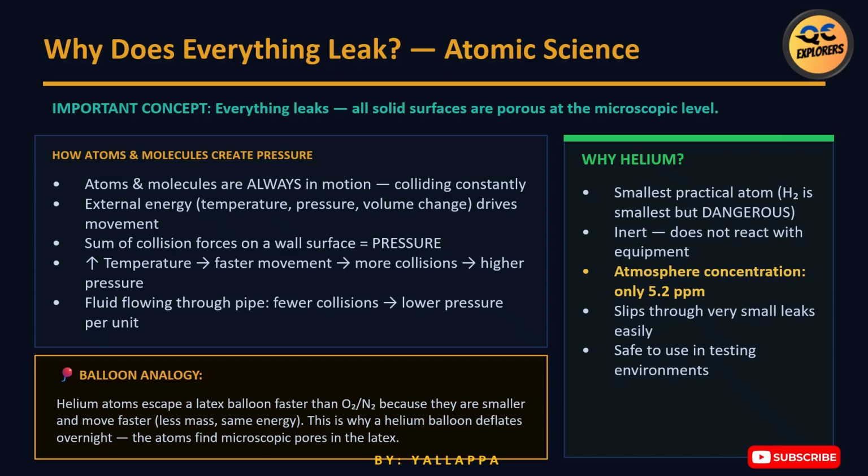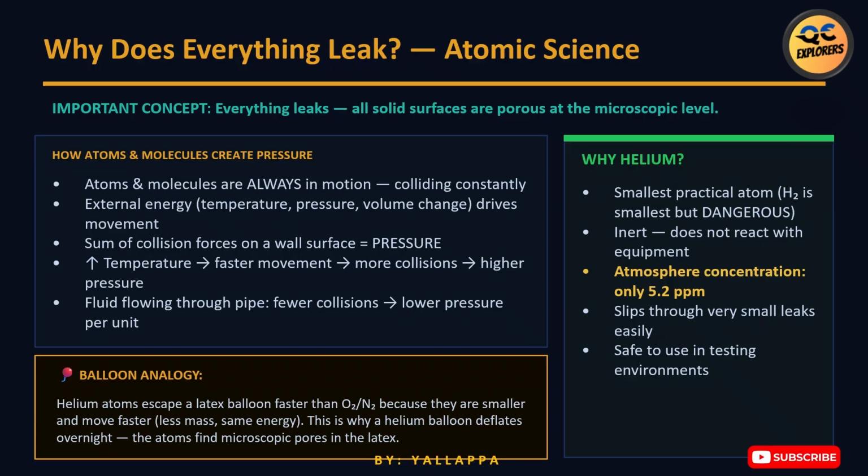Now let's explore something fascinating. Why do leaks occur? At first glance, solid materials appear completely solid. Steel appears solid. Aluminum appears solid. Plastic appears solid. But at the atomic level, things are very different. Every material contains microscopic pathways. Every material contains imperfections. Every material contains spaces between atoms. This means that given sufficient pressure differential and enough time, fluids can migrate through extremely small openings.